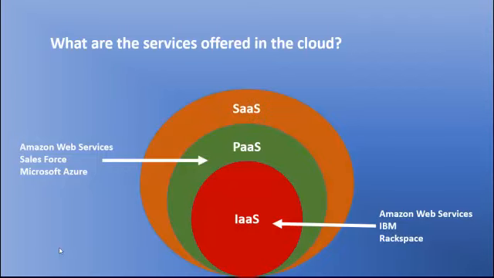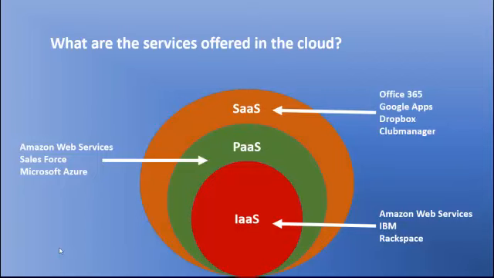The third type is called software as a service. Here, users will be given access to applications such as Word, Excel, Google Apps, or Exchange, which they can use directly over any internet connection without having to actually install the software on their PC or laptop. Applications such as Office 365, Google Apps, Dropbox, and as mentioned in my blog, Club Manager, which is a service for managing clubs and members.